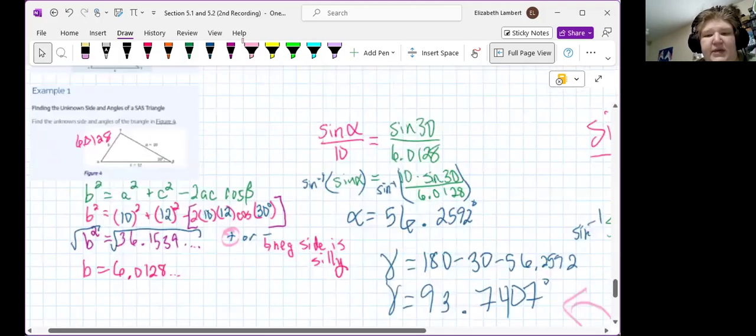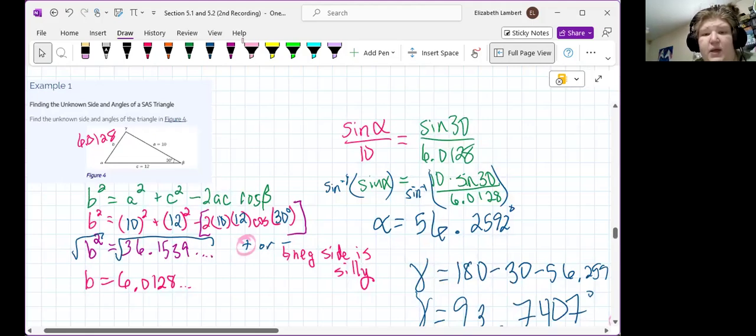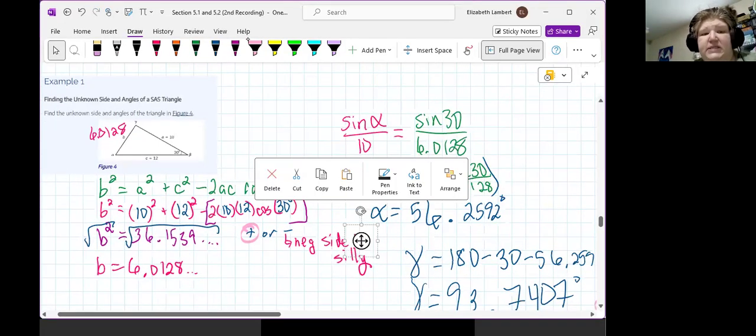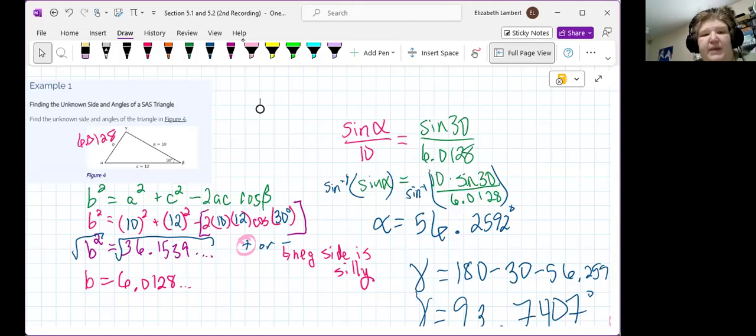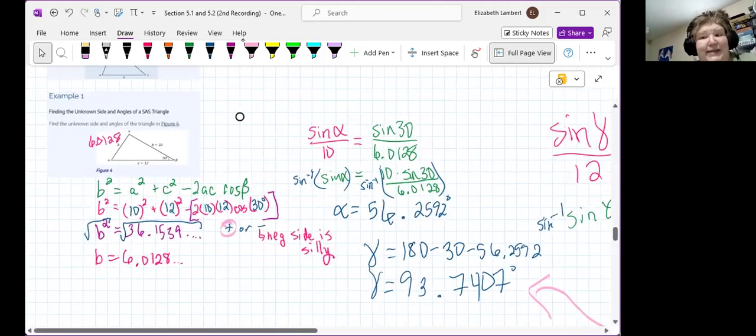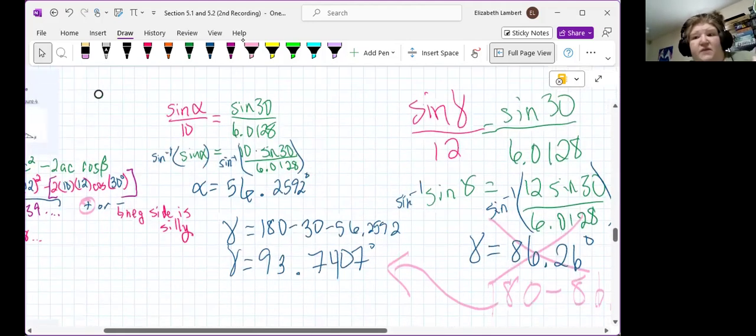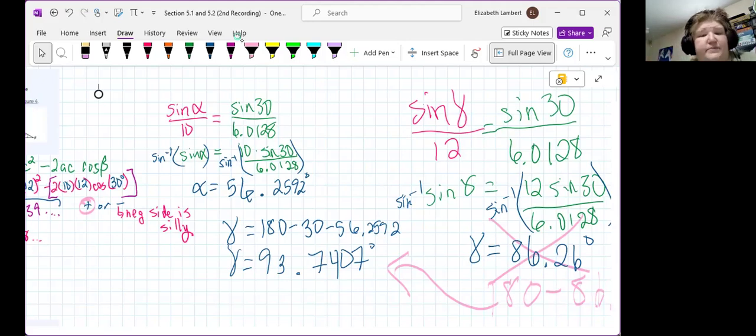All right, so if gamma is 93, that's across from the 12. Alpha is 56, that's across from the 10. Beta is 30, that's across from the 6.0128. Smallest with smallest, biggest with biggest, the others are in the middle. These are correct. But you need to have that kind of gut sense to make sure, because it's really easy to choose to solve for gamma instead of alpha here. Like you have to know from experience that law of sines can screw up when the angle is bigger than 90 degrees.